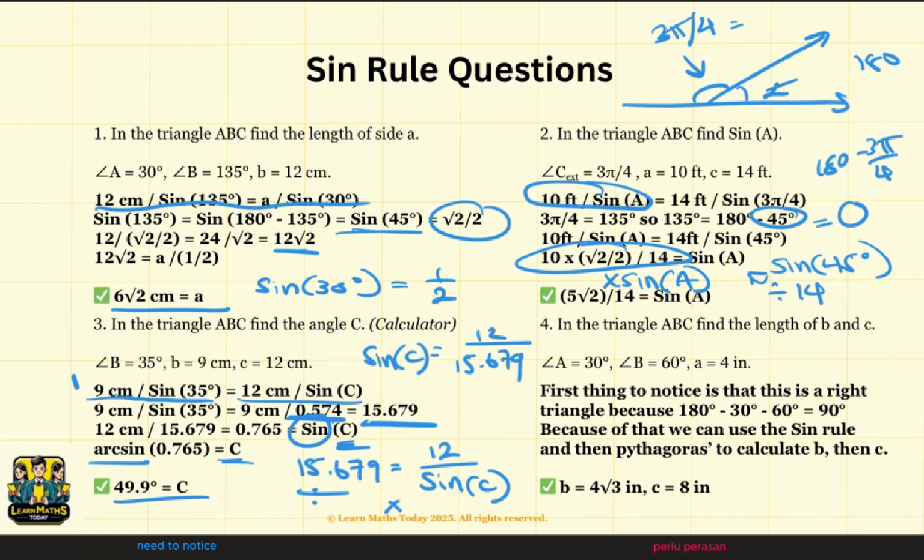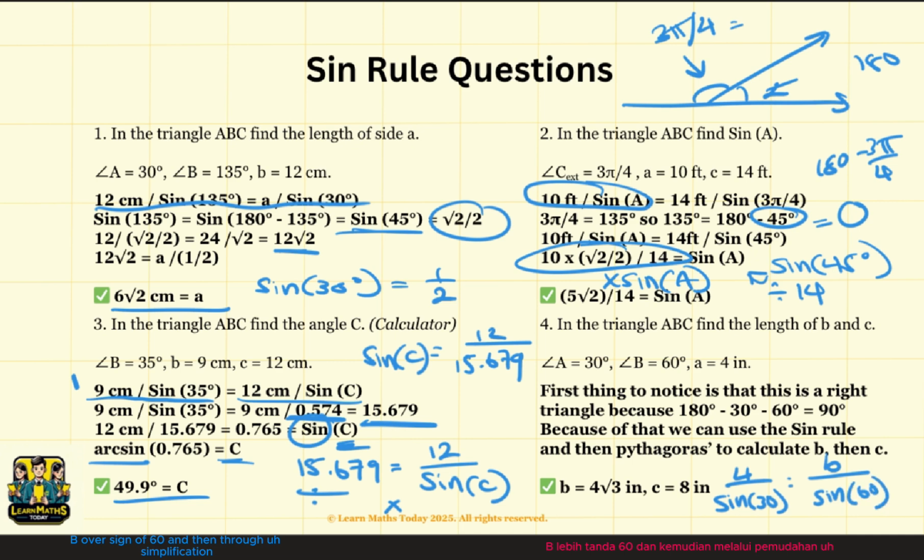So the first thing that you need to notice is that this is actually a right triangle. When you're given 30 and 60, you already know automatically that it's going to be a 30, 60, 90 triangle because all the angles inside of a triangle add up to 180, and 180 minus 30 and minus 60 is 90. And because of this, we can use the sine rule and then Pythagoras to calculate B and then C. So what I'm going to do now, first with the sine rule, is set 4 over sine of 30 equivalent to B over sine of 60.